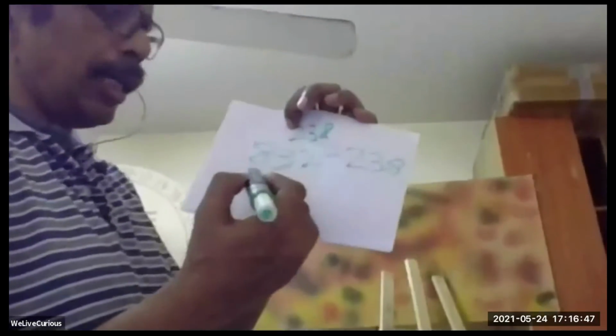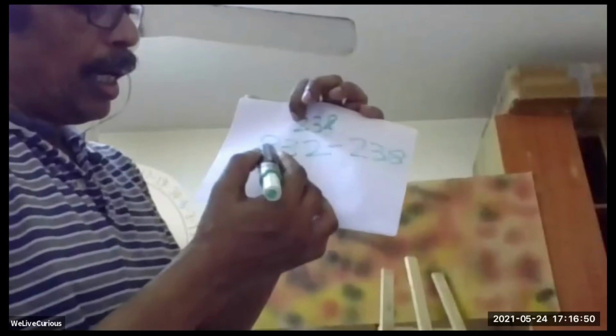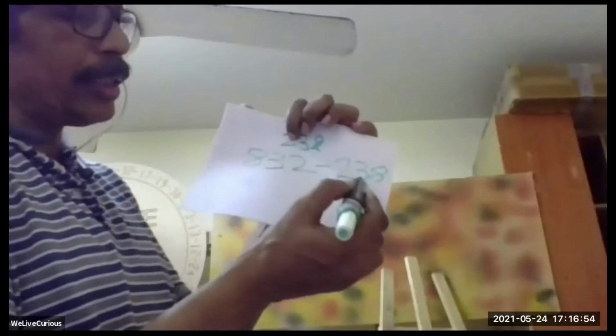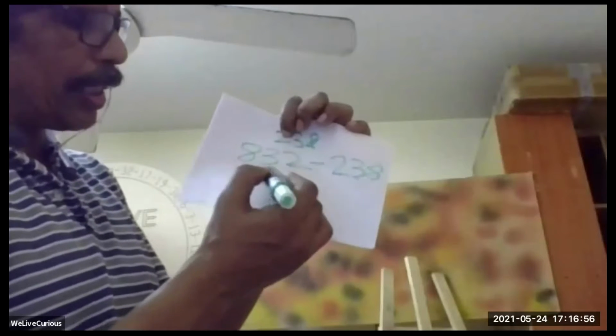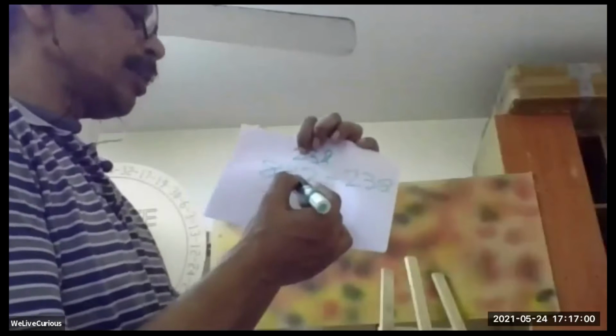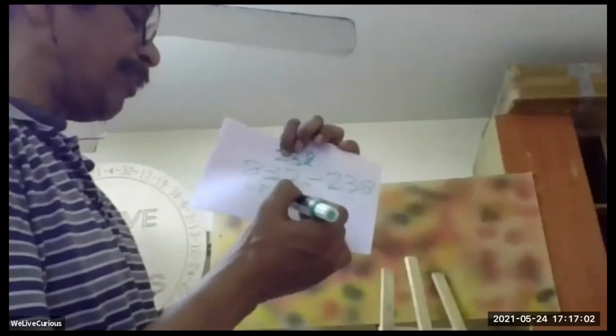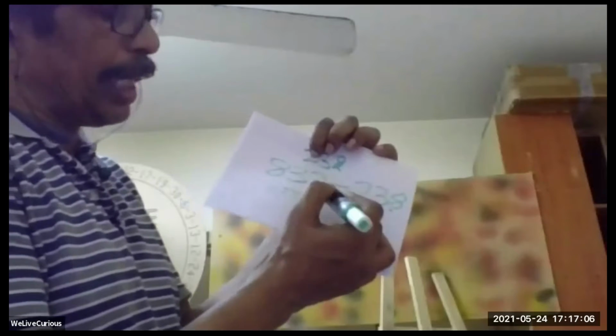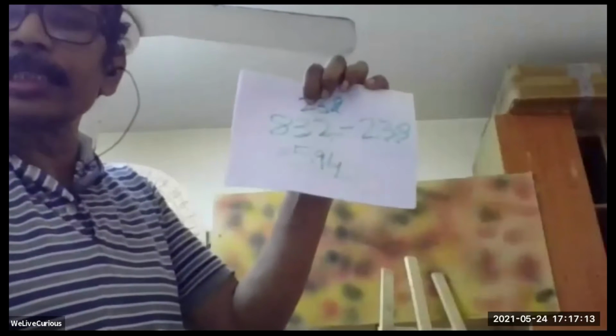Now the answer is, again, 8 minus 2 is 6. But next is a smaller number, so I will write 5. Then next number is again smaller, so we will write 9 here, and 2 complement of this, add to this, 594. Left to right, the same way we discussed yesterday. Add the digits. 18.